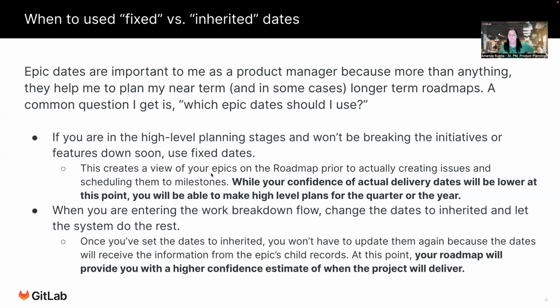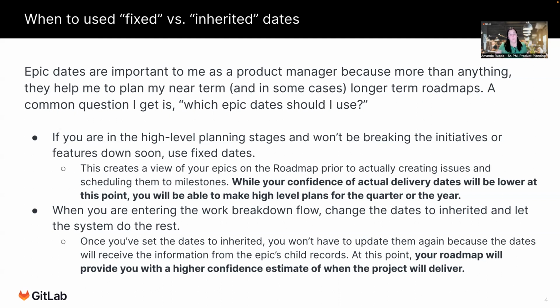If you don't have any dates on your epics and you navigate to the roadmap, it's going to be blank because a roadmap is displayed by dates. And for better or worse, if you don't have any dates on your epics, then the roadmap's going to be non-useful for you. So in this case, use fixed dates. You're going to enter on those fixed dates the earmarking of when you think you might be planning these particular initiatives or features. And while your confidence of actual delivery dates will be lower at this point, you're going to be able to make those high-level plans for this longer period of time.